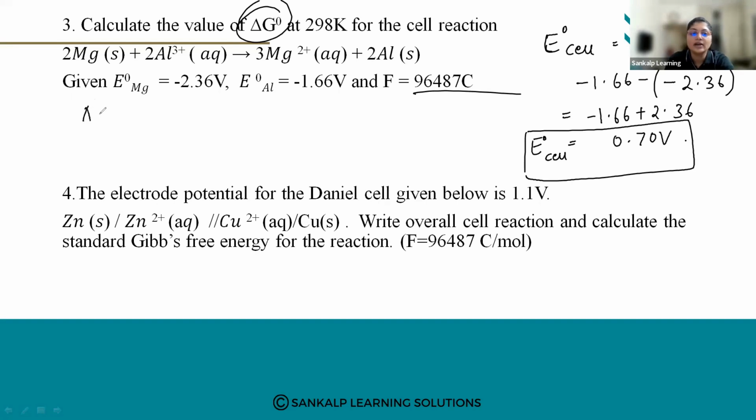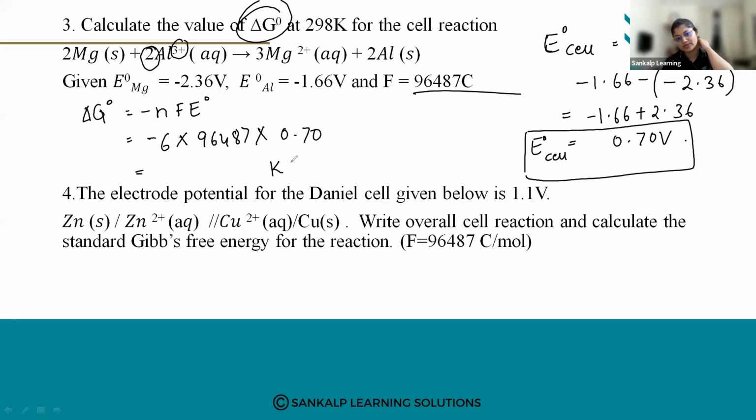Now we have to calculate the delta G naught. Delta G naught is given as minus n F E naught. What is n? The number of electrons involved, which is 6, since 2 times 3 is 6. So it is minus 6 into the Faraday value 96,487, into E naught of cell, 0.70. The answer should be in kilojoules. Yes, students, the answer should be in kilojoules.